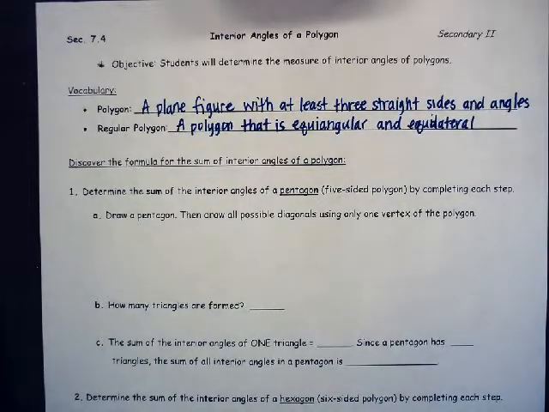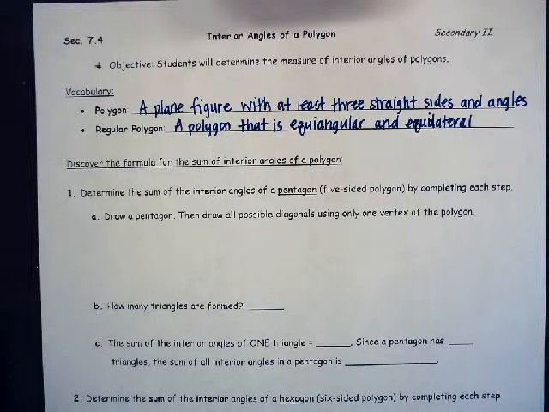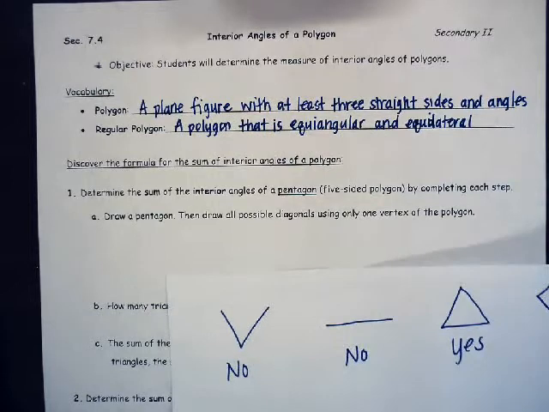Today we're going to talk about the interior angles of a polygon. The objective is for you to determine the measure of the interior angles of a polygon. So first of all, what is a polygon? Rather than you sit and let me write it, I'm going to just tell you, and then you can copy it onto your paper. A polygon is a plane figure with at least 3 straight sides and angles. So let me put a little picture here.